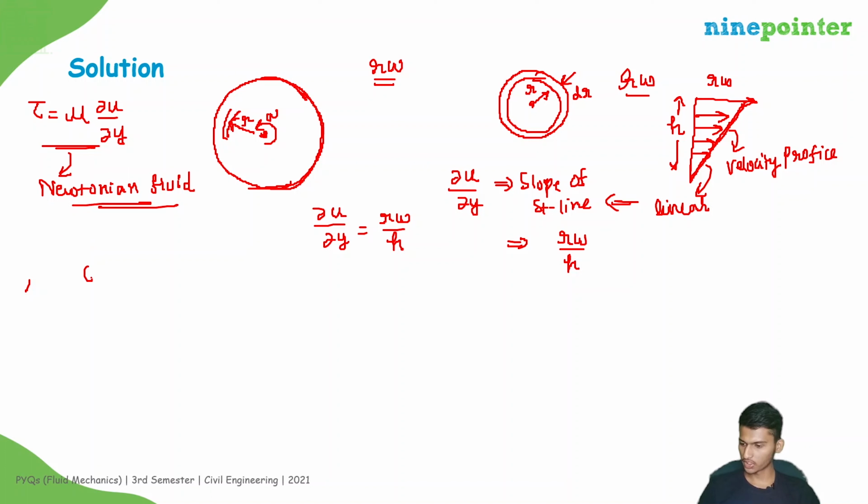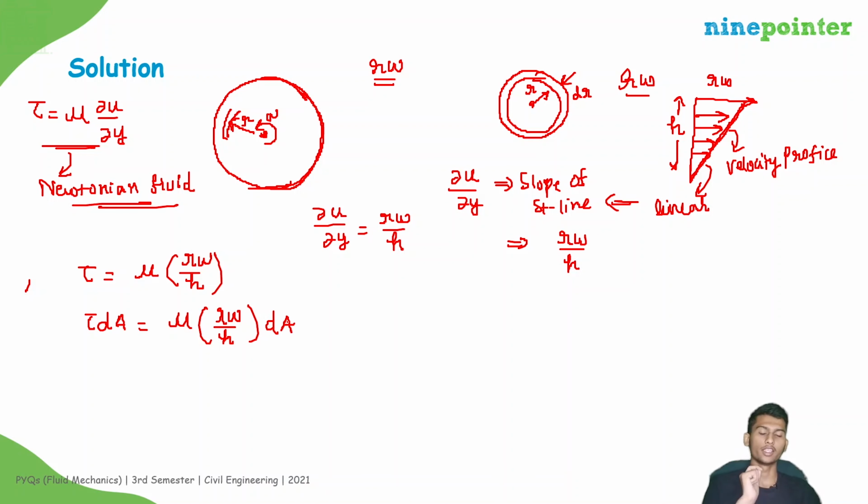So shear stress on the ring element will be tau equals mu into r omega divided by h, right? So what will be the force on that ring element? That will be given by tau into dA. So that will be equal to mu r omega divided by h into dA.